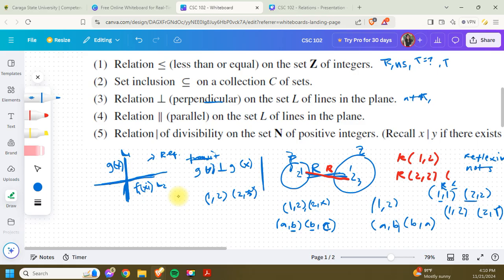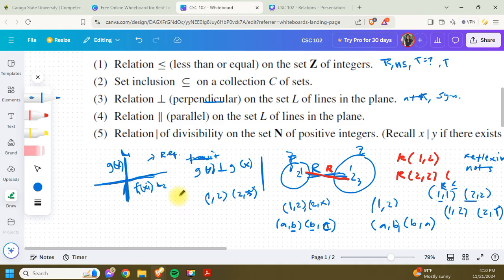And let's look at symmetric. Symmetric means that if g of x is perpendicular to f of x, then f of x is also perpendicular to g of x. Which is actually correct, right? Both of them only meet once, so they are perpendicular to each other. So technically, from the definition of symmetry, this is symmetric. Okay.